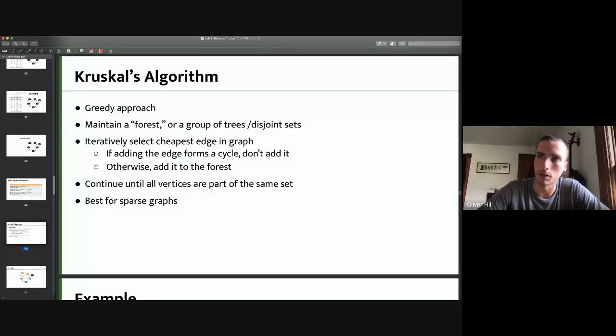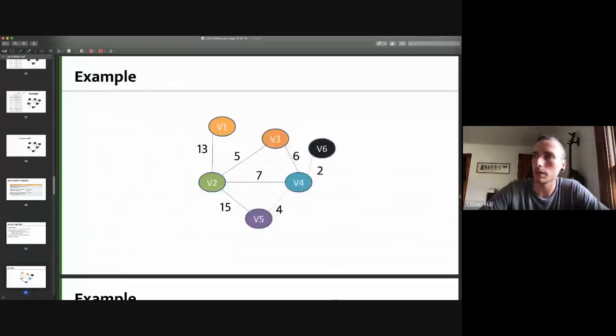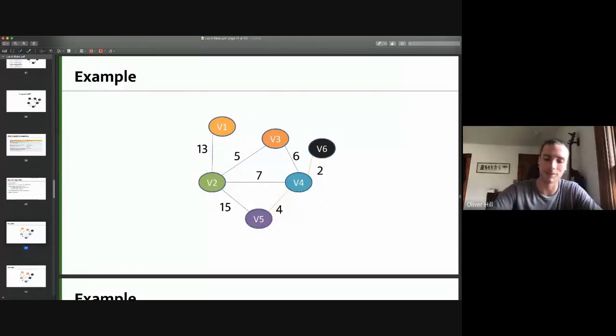And then we just keep going until all the vertices are in the set. All right, so let's try it out. Okay, here's our initial graph. I think we're starting with V6. Yeah, okay, we're starting with V6. Oh wait, no, this is what I'm telling you. We're not thinking about this as nodes. So there's no need to start anywhere.